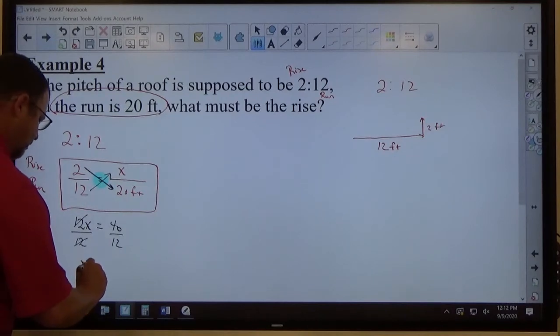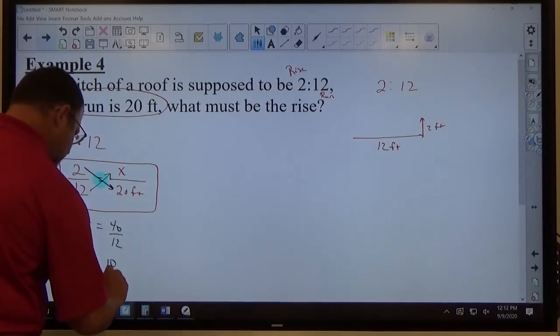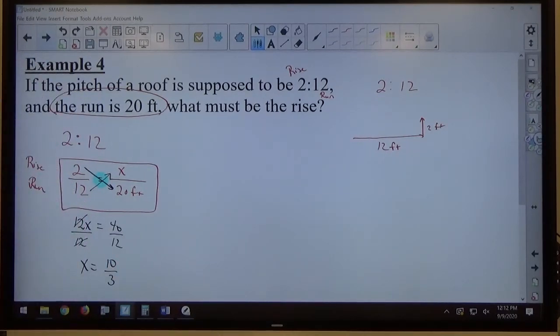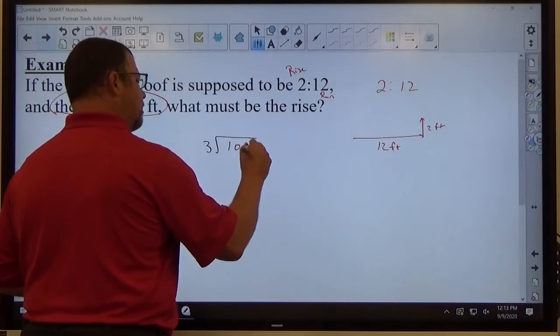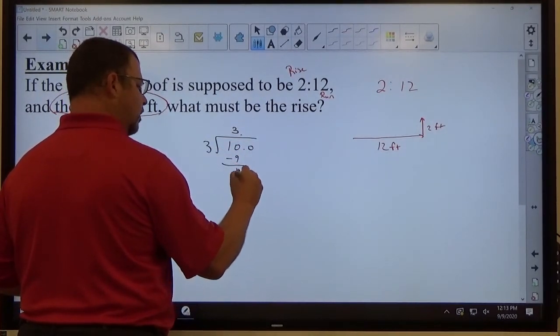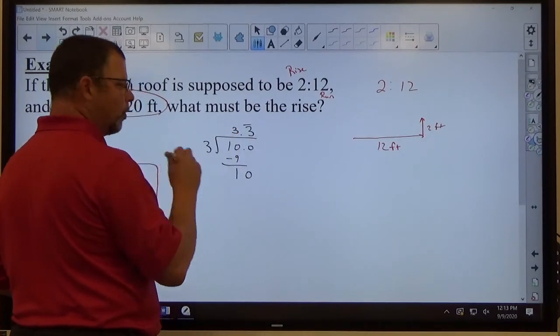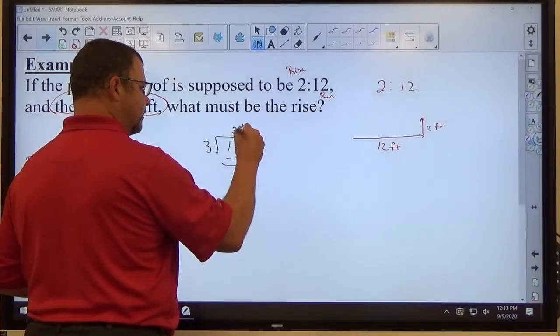1x is x. 40 divided by 12 doesn't divide evenly. I can reduce it by 4. 10 over 3. And then I probably want an actual height, right? So it makes more sense to have an actual height instead of 10/3 feet. All right, so I would do 3 goes into 10 how many times? 3, that'd be 9. So 3.3 repeating, or 3 1/3 even. Let's go there. 3 1/3 feet.